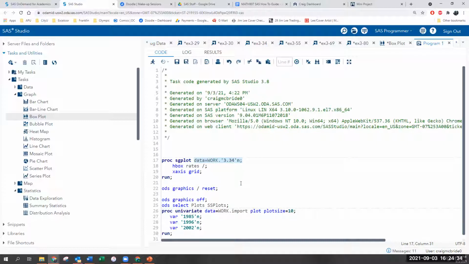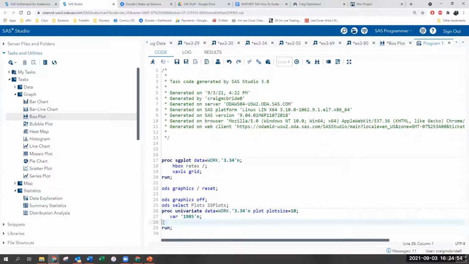So if we copy that and come down here and put that here, that will make sure that we get the right kind of data. And then our variable was rates. So we don't need any of this junk because that was for a different question. So instead we need rates.